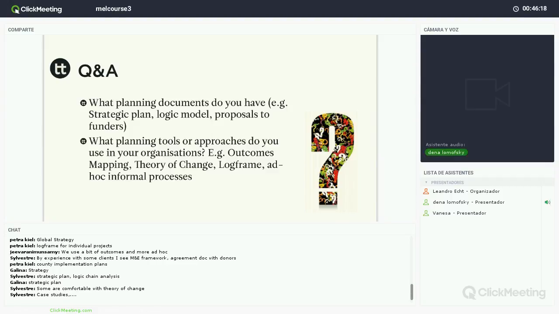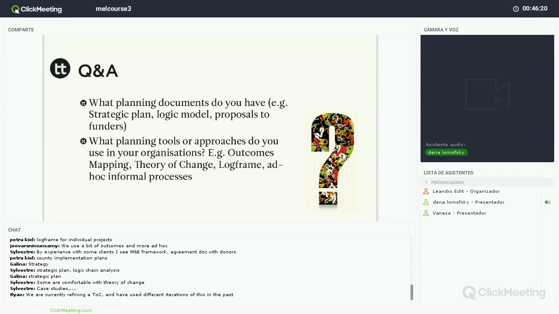Okay, so now we're talking about some tools, case studies, not so much around planning, but that's one of the ways that we measure what we're doing. So Ryan says that his organization is busy refining the theory of change, yes, which has had many iterations in the past, and also very different ways of showing it. Sometimes theories of change can be simply a logic model, and sometimes they can be complicated diagrams.